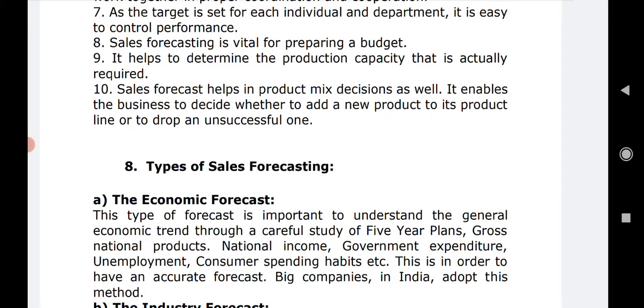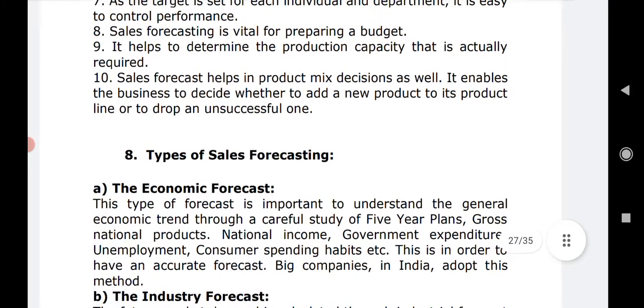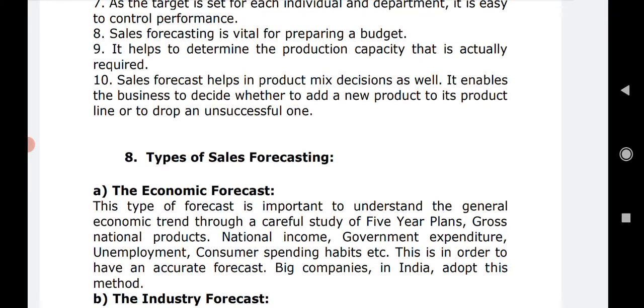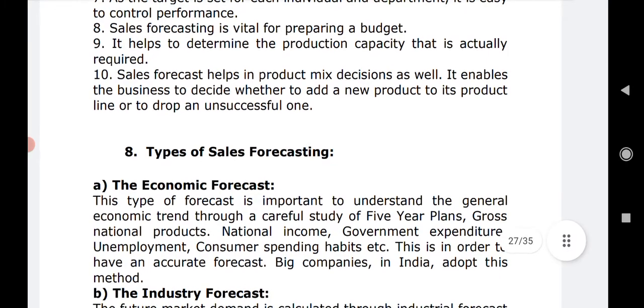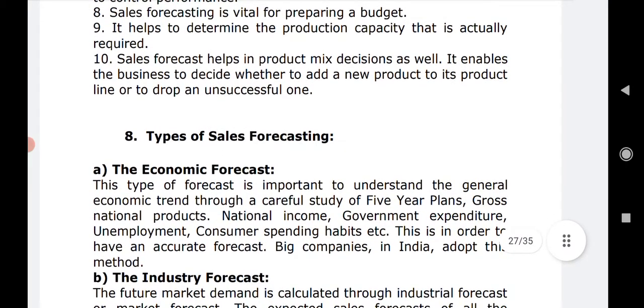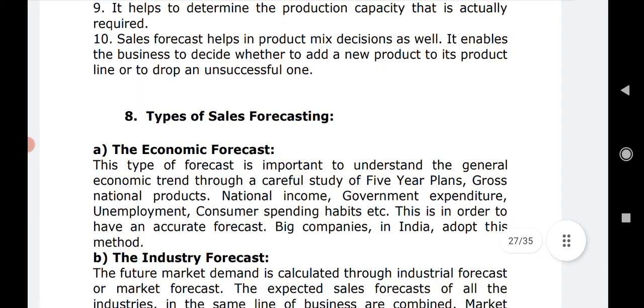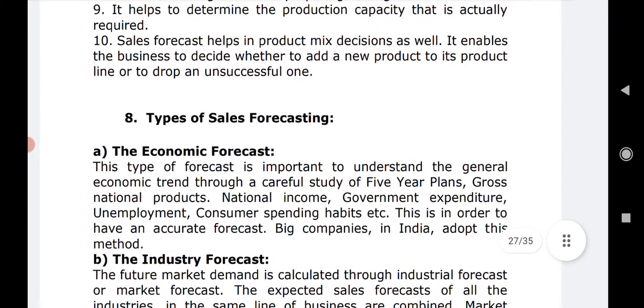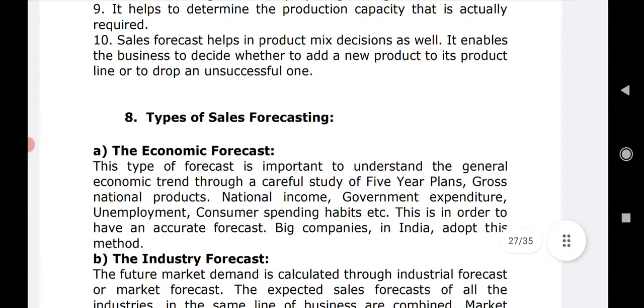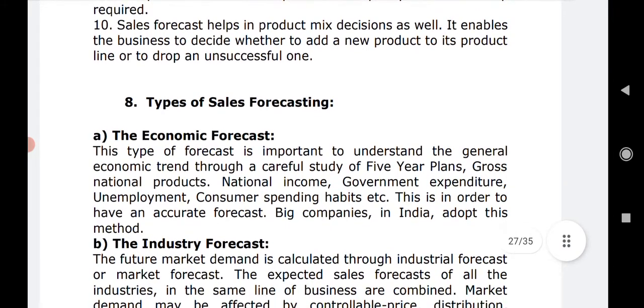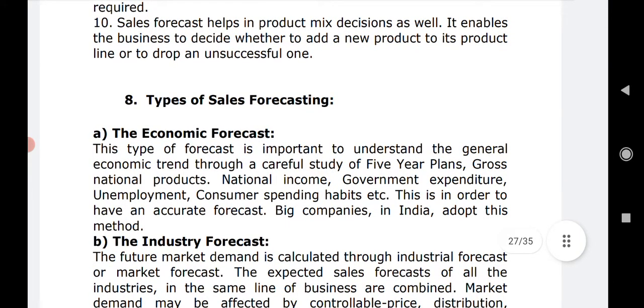If not, then we can make the necessary changes, and if there is excess, we can make use of the excess capacity likewise, right? So that helps to know the actually required production capacity against whatever we are holding. Next, the 10th one is that sales forecast helps in product mix decisions as well. It enables the business to decide whether to add any new product to its product line, or even to drop the unsuccessful or unviable product in the market. So this is how sales forecasting is important, from these 10 reasons, right?